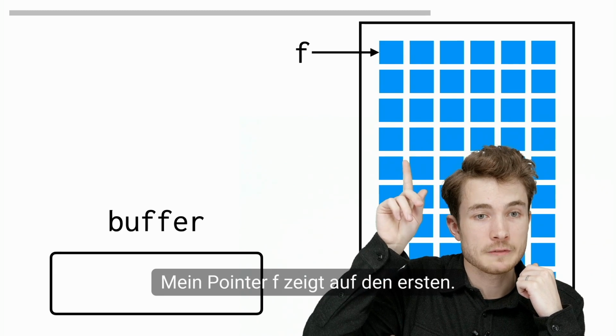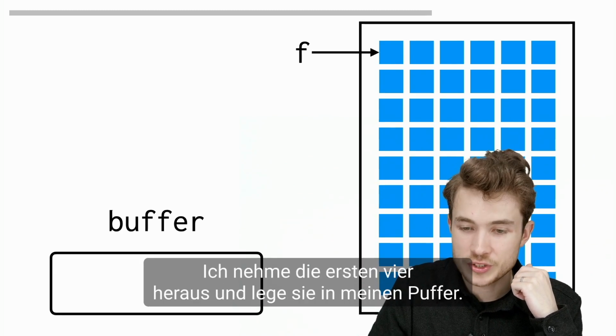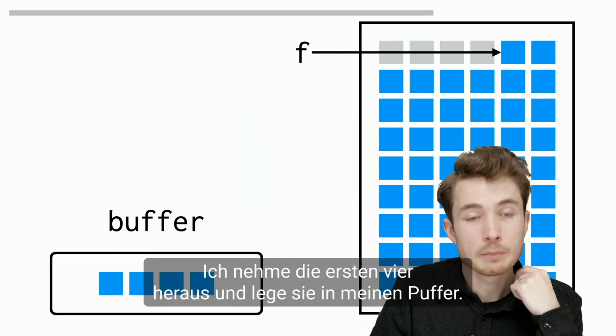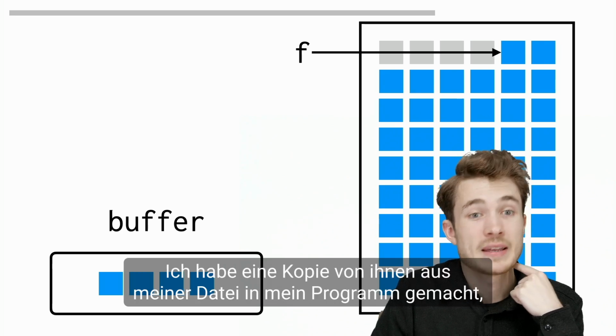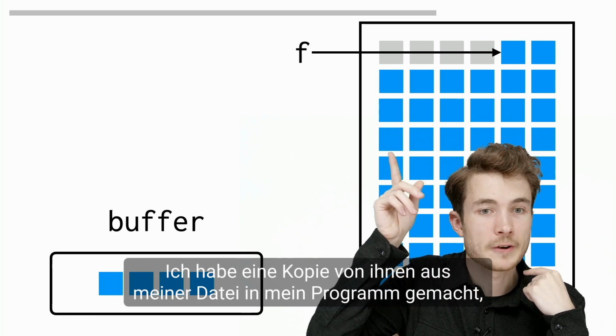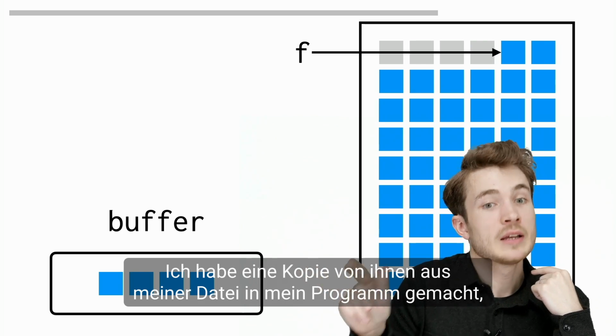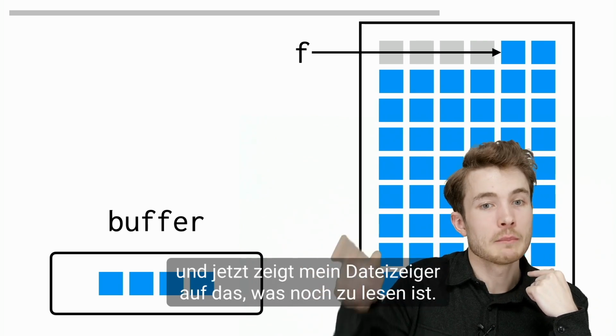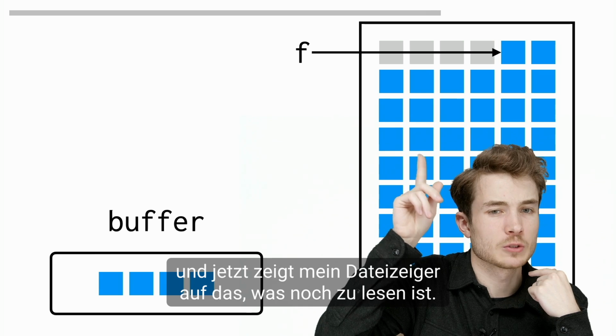My pointer F points to the first one. I'll take out the first 4 and put them in my buffer. I've made a copy of them from my file into my program, and now my file pointer points at whatever is still left to read.